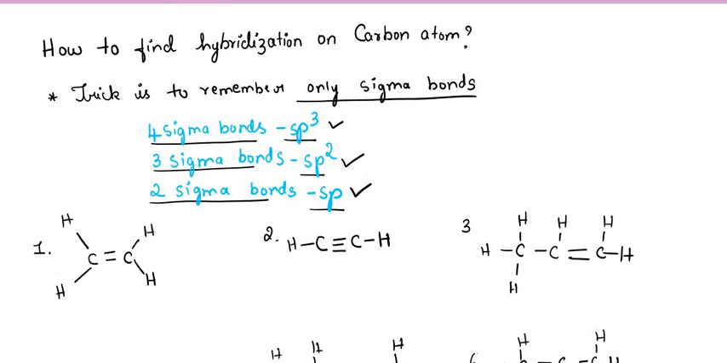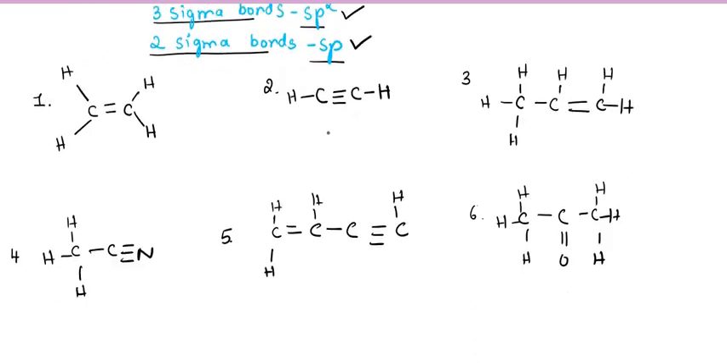So let me do one question. In the first question, how many sigma bonds are there? We need to calculate for the first carbon atom. There is 1, 2, 3 sigma bonds attached. So it is sp2. Here in this carbon also the same, 1, 2 and 3. 3 sigma bonds are attached. So for this carbon the hybridization is sp2.